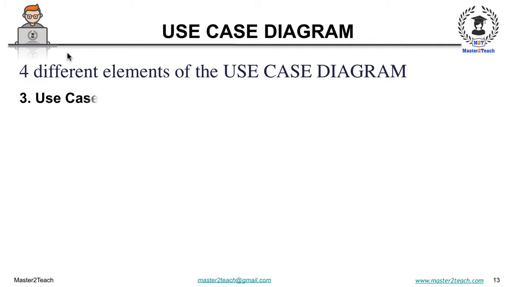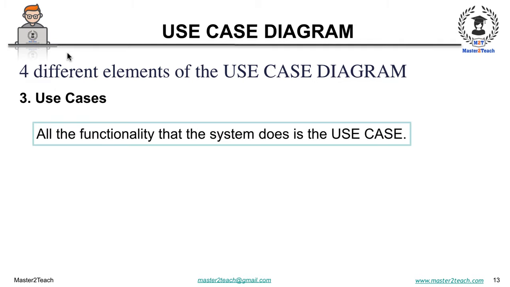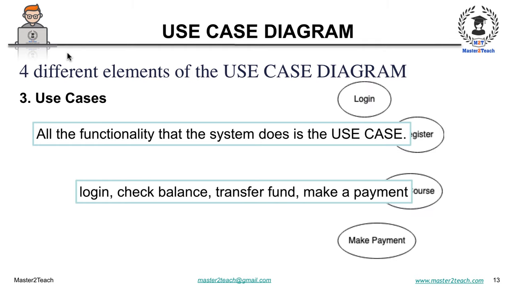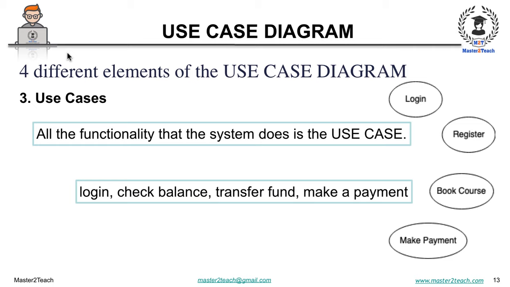3. Use case. All the functionality that the system does is the use case. In other words, the list of tasks which the system can perform is the use case. A use case is denoted by the oval shape. For example, login, check balance, transfer fund, make a payment, display error message, verify login details, etc. It's good practice to arrange the use cases in a logical order where possible, like on top, login, after that book service, then after that make payment, in this way.